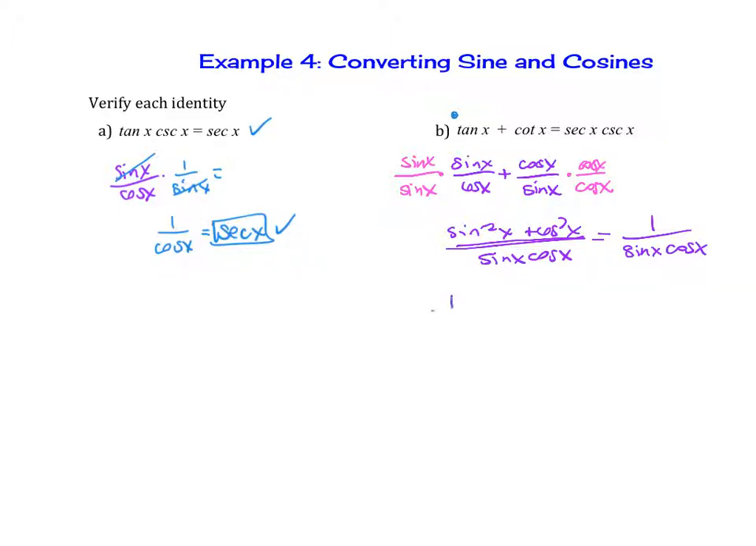And some of you can see it, but if not, we can separate it into two separate ones. So you can see that 1 over sine of x is just cosecant of x, and 1 over cosine of x is just secant of x. And so that verifies.